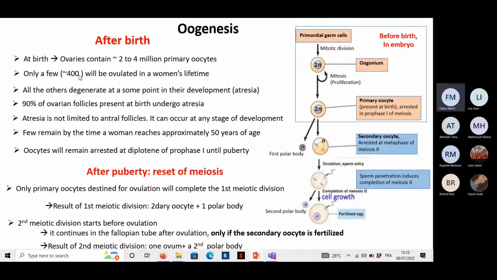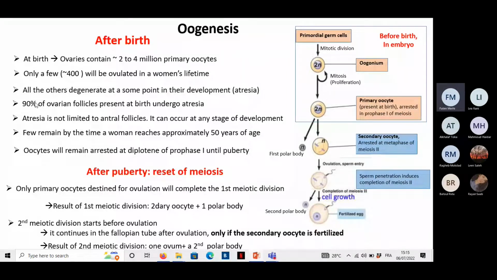So at each menstrual cycle, she will have one oocyte, let's say, because it will be secondary during the ovulation. So at each menstrual cycle, she will have one oocyte ovulated. And from puberty to the menopause, she will have almost 400 of those oocytes ovulated. All of the others will degenerate at some point during their development by atresia, so they will die.